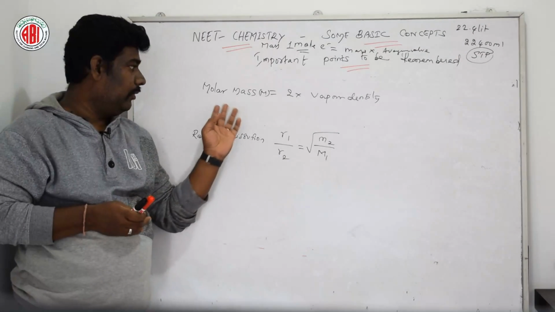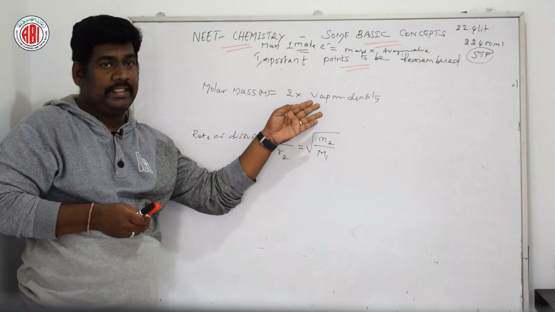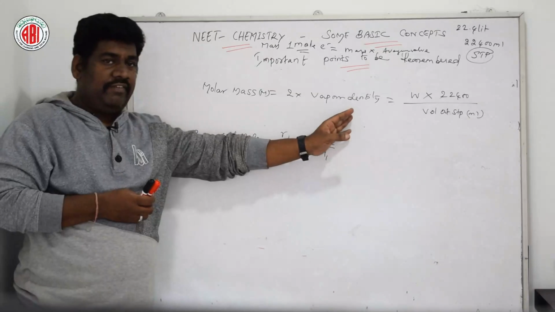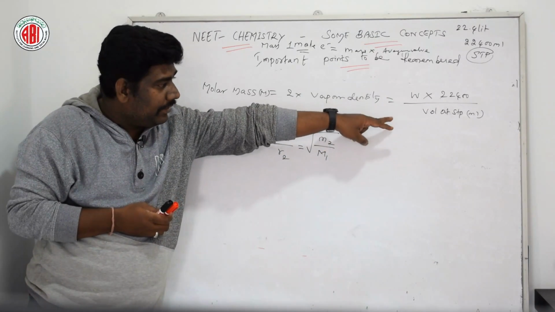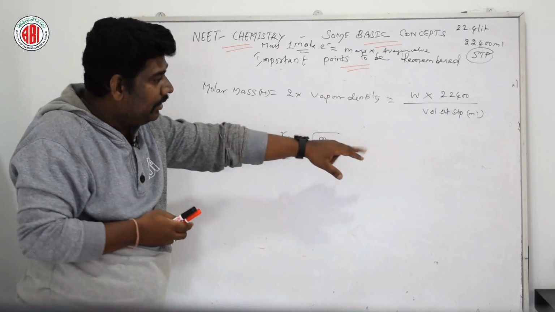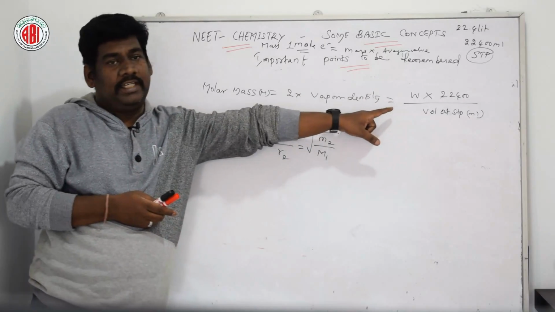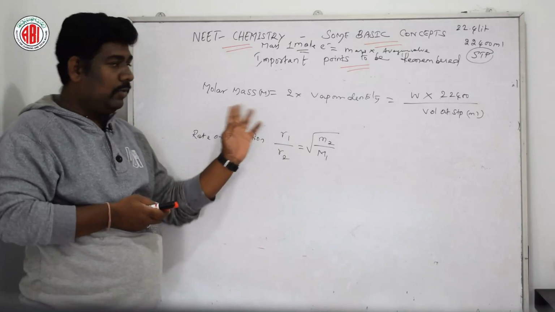Molar mass is nothing but 2 into vapor density. Vapor density is equal to weight into 22,400 divided by volume at STP. The volume at STP is given in ml, and here W stands for the weight of the substance, which is given in gram. So this is about molar mass.